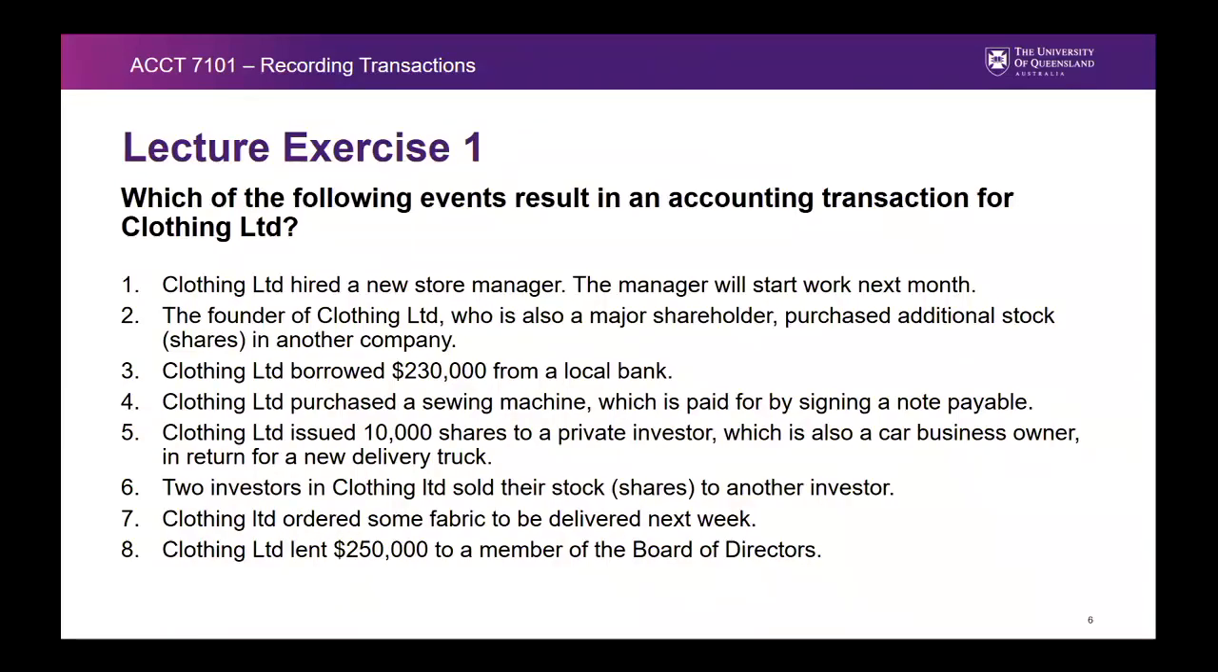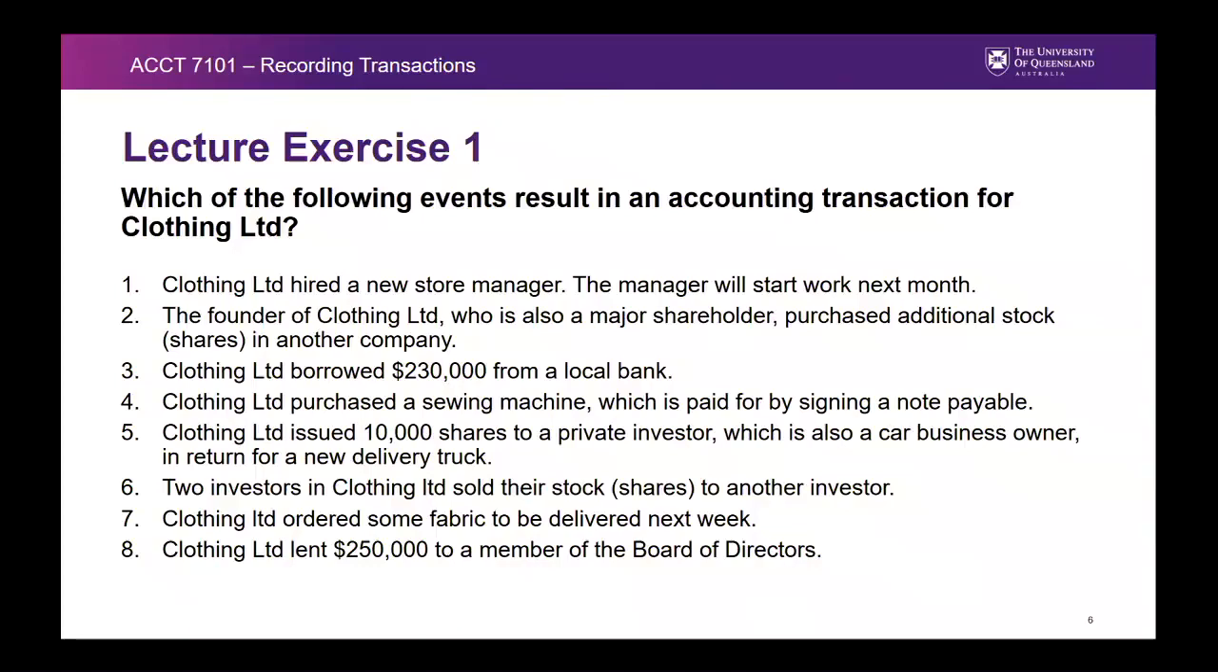Number three, Clothing Limited borrowed $230,000 from a local bank. Would we record that? Yes, we would, because the $230,000 cash is an asset, and we incur a liability, a borrowing or loan from a bank. So we'd record number three.